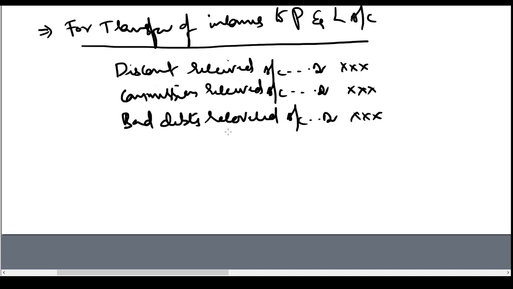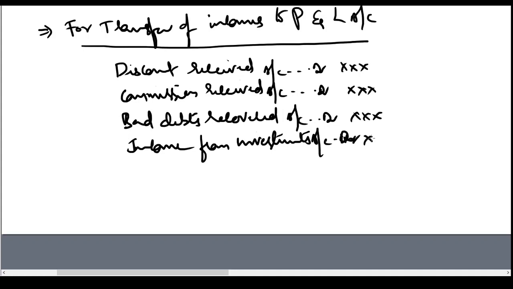So income will be debited and transferred to the P&L account. Income from investments. We have made some investments, like we have purchased some shares of other companies, or we have invested money in fixed deposits of the bank. So we are getting some income from investments. So those accounts will also show a credit balance. Those accounts have to be debited and then transferred to the P&L account.